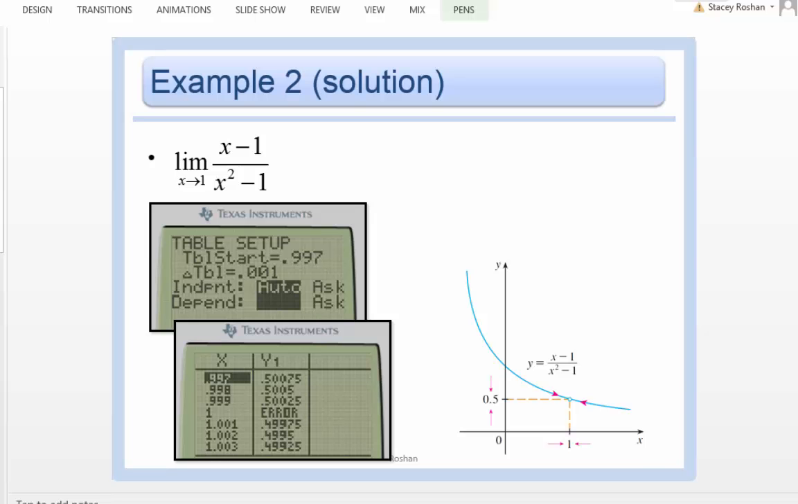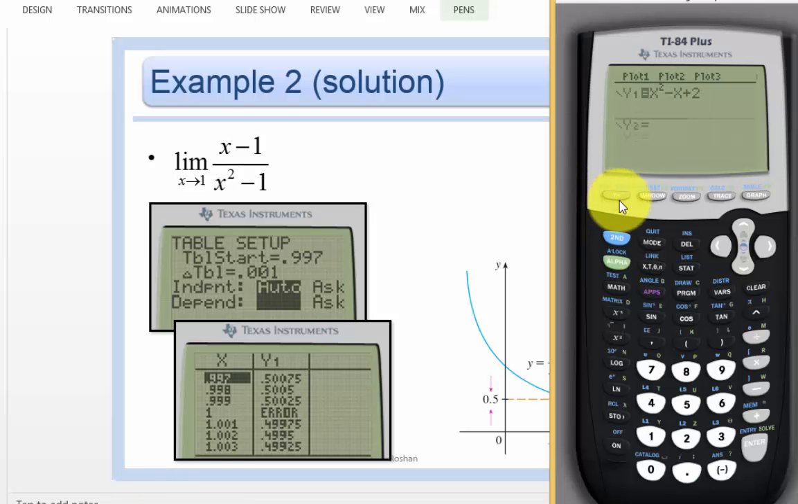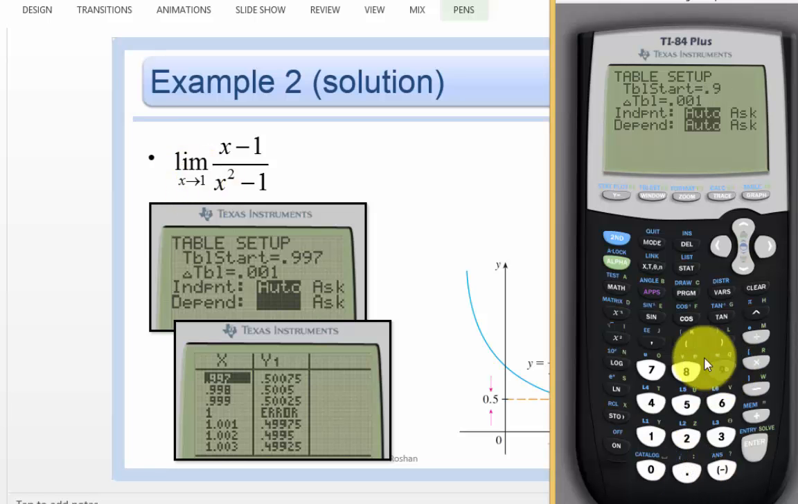So now how would I do this one on my calculator? In my y1, I would go ahead and put in my equation. So parenthesis, x minus 1 all over x squared minus 1. And then go ahead and go to your table set again, so second table set. And I'm looking at values near 1, so a little bit less than 1 would be 0.997. And again, I like to keep my delta table at 0.001 for these problems.